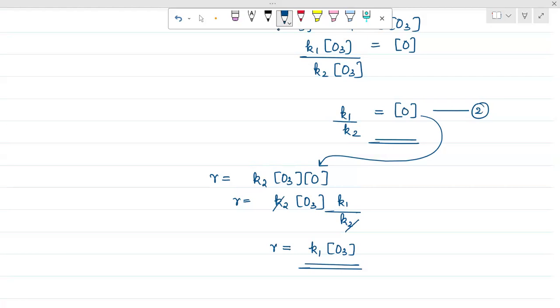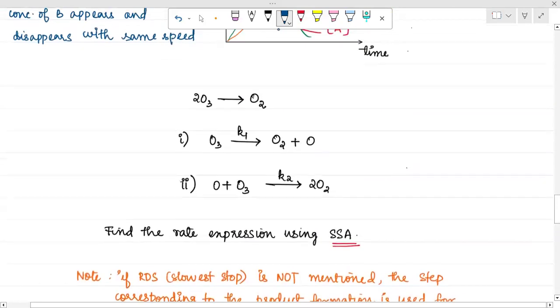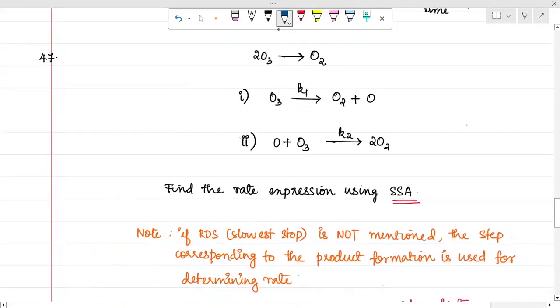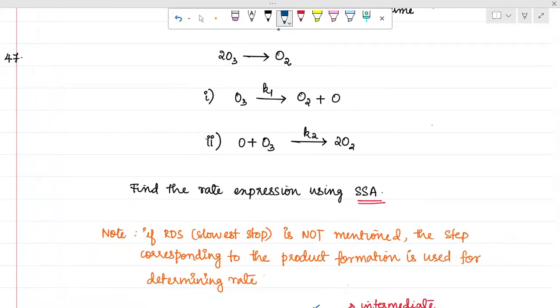Please pay attention. I'll repeat this question once again. In the mechanism, it was not mentioned which step is the slowest. If it is mentioned, it's very easy. You will take that step, write the expression and go on. Here it was not mentioned. We'll take the step corresponding to the product formation as the rate determining step.